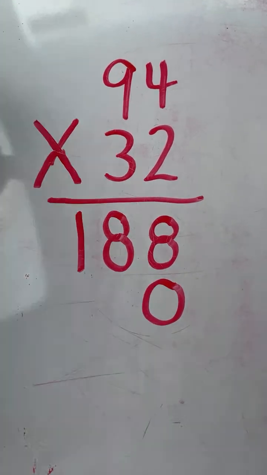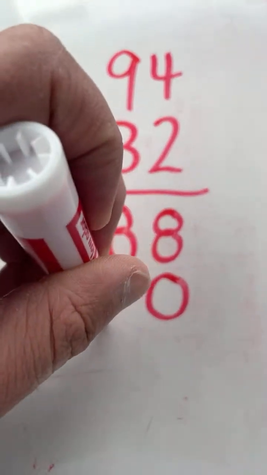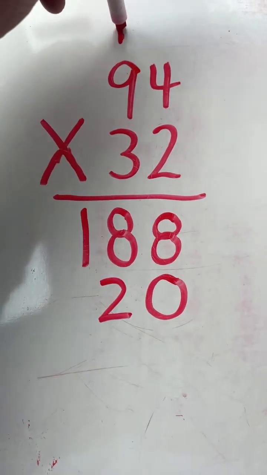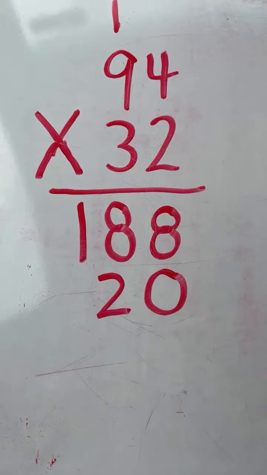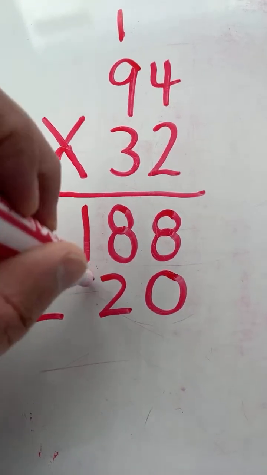Next, we multiply 4 times 3. 4 times 3 equals 12. The 2 in 12 goes in the tens place. The 1 gets carried over to the hundreds place. 9 times 3 equals 27. Plus 1 equals 28.